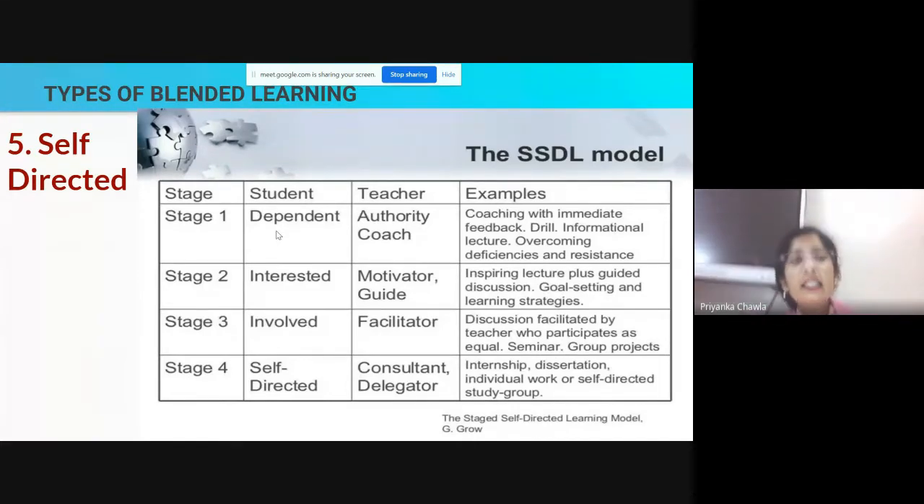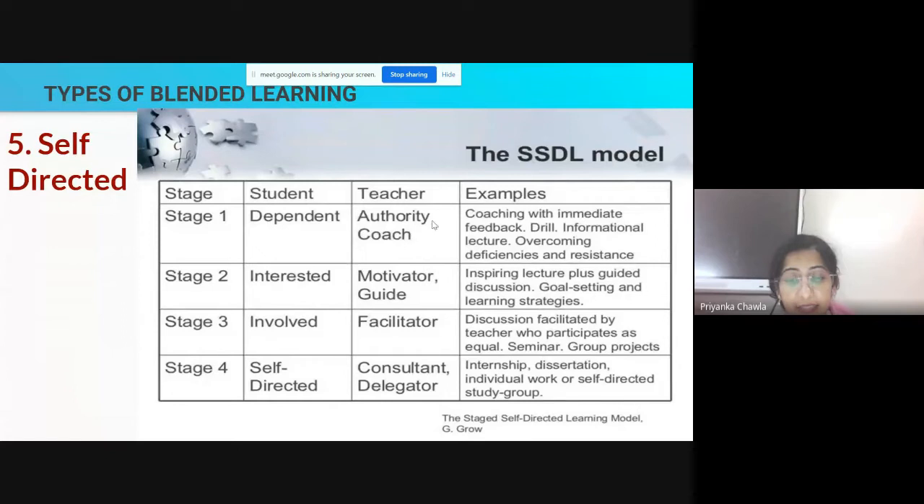Dependent means the teacher is telling what to do. Here the role of the teacher is teaching them. The teacher gives practice questions and provides coaching to them, making them understand the thing. That means students are totally dependent on the teachers.